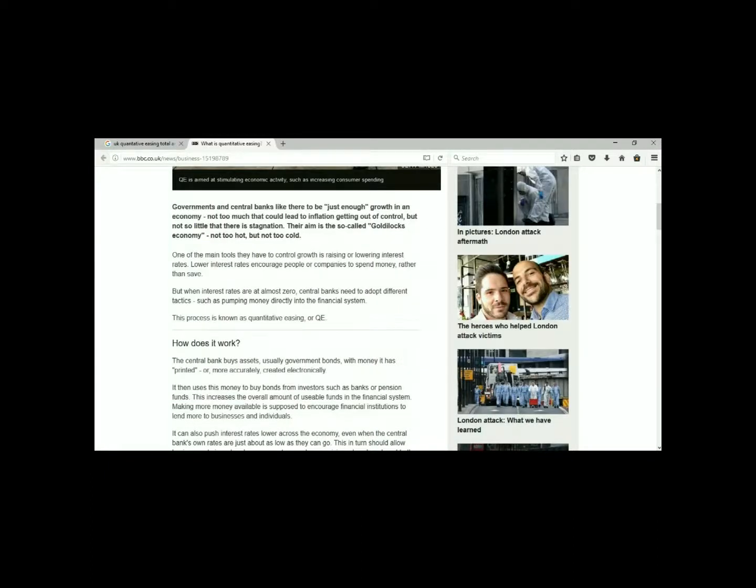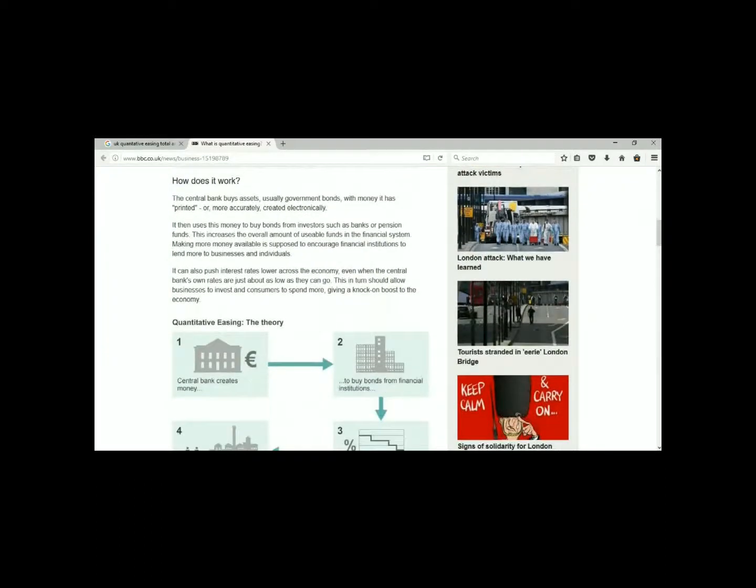Governments and central banks like there to be just enough growth in an economy, not too much that could lead to inflation getting out of control, but not so little that there is stagnation. Their aim is the so-called Goldilocks economy, not too hot, but not too cold. One of their main tools they have to control growth is raising and lowering interest rates. Lower interest rates encourage people or companies to spend money rather than save. Well, when interest rates are at almost zero, as they have been since, central banks need to adopt different tactics, such as pumping money directly into the financial system. And this process is known as quantitative easing, or QE.